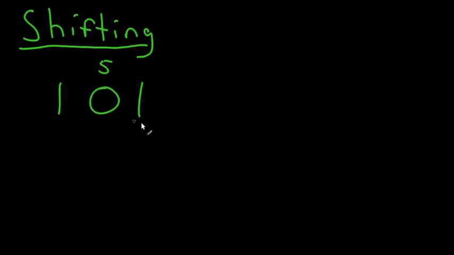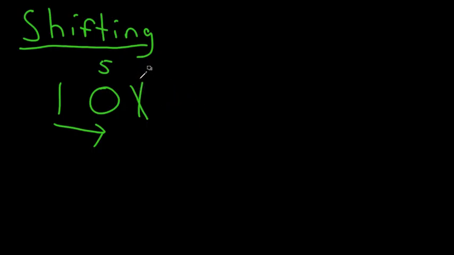So if we shift this to the right, that means these two numbers shift down, and this rightmost number falls off. So now we are left with 1, 0, which, as you can see, is just 2. So the implication, as you've probably guessed, of shifting in binary to the right is to divide by 2, because 5 divided by 2 equals 2.